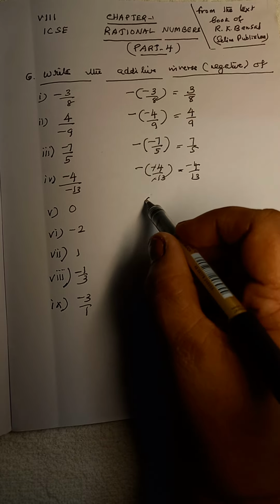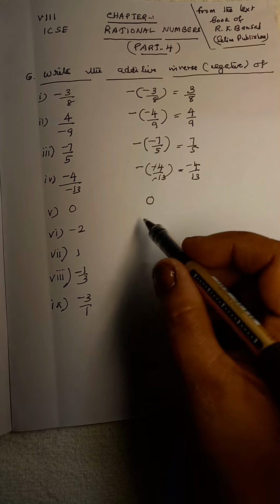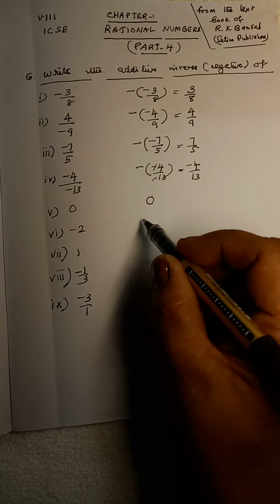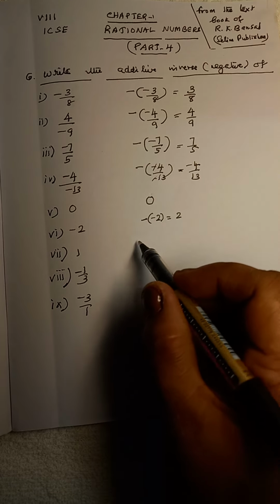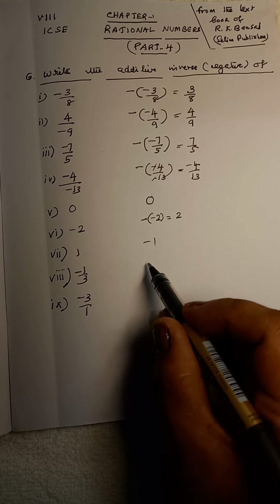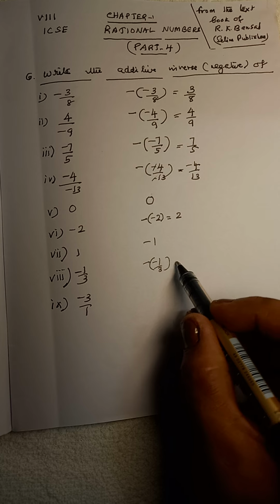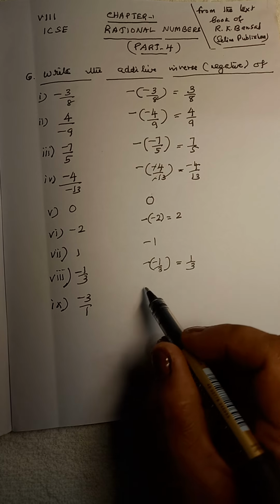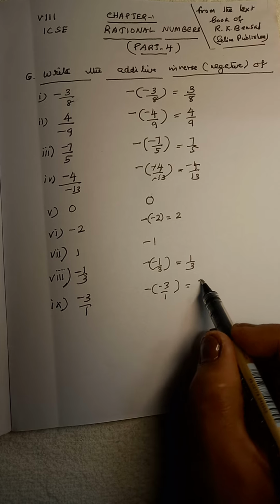Next is 0 only. No negative or positive signs for 0. Only 0. Sixth one is minus 2. So minus of minus 2. That is 2. Next is 1. So minus of 1 is minus 1. Next, eighth one is minus of minus 1 by 3. That is 1 by 3. Next, ninth one is minus of minus 3 by 1. So that is 3.